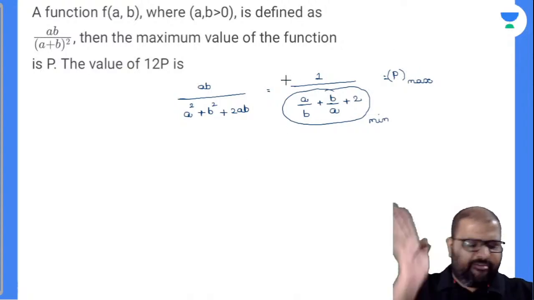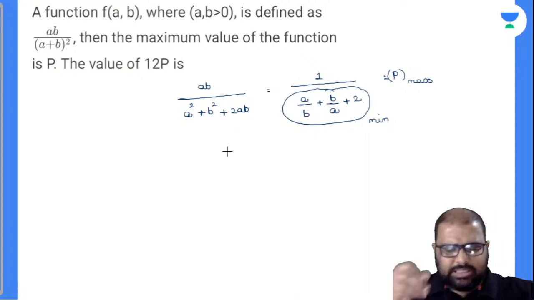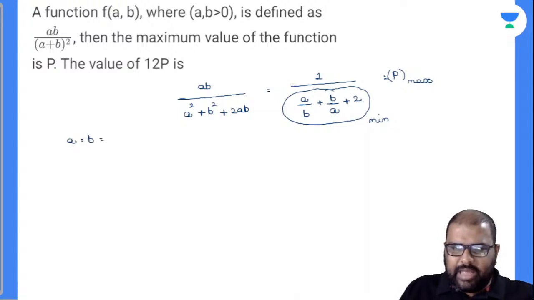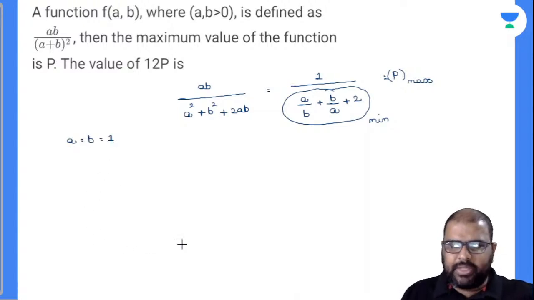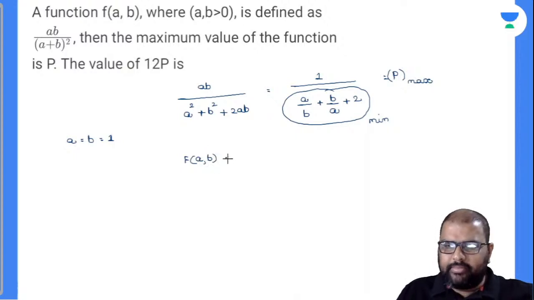What is the minimum value that you can give for a? It is not 0, it is not negative. The best minimum value that you can give is a equal to b equal to 1. This is the only way. Am I right or wrong? If it has to be minimum, then f(a, b) is nothing but equal to p, and this value is nothing but equal to how much?